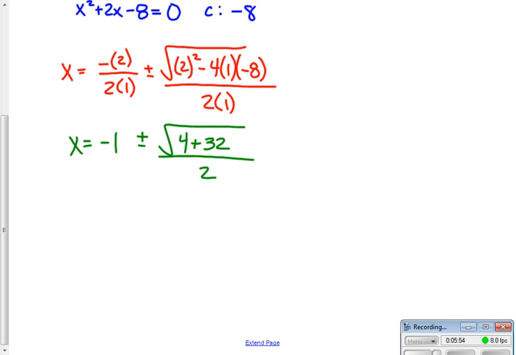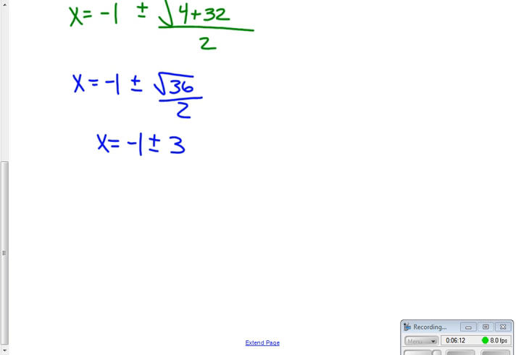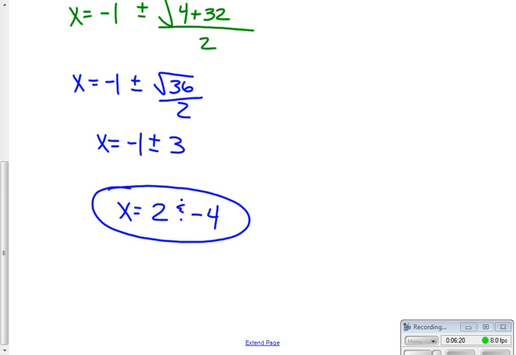X equals negative 1 plus or minus the square root. Basically, this would wind up as square root 36 over 2. So when you do your computation, x equals negative 1 plus or minus the square root of 36, which is 6, divided by 2 gives us 3. The x-intercepts, after you get both of them, would be 2 and negative 4.